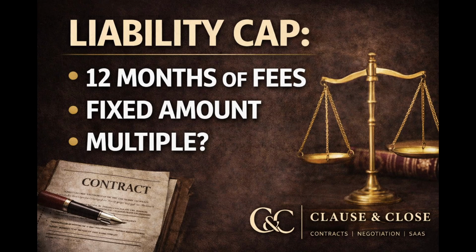First structure, 12 months of fees. The typical wording is, the supplier's total liability under the agreement shall not exceed the amounts paid or payable by the customer during the 12 months preceding the event giving rise to liability. This is probably the most common structure in SaaS.